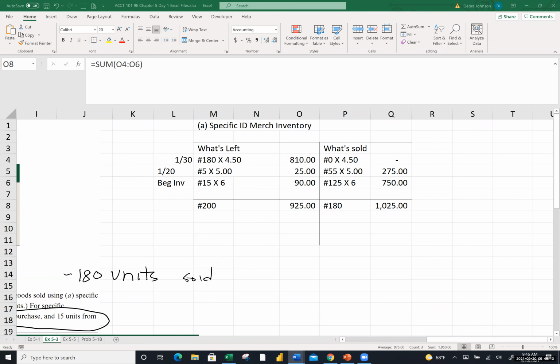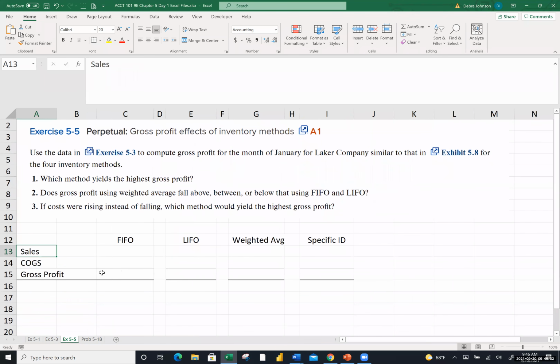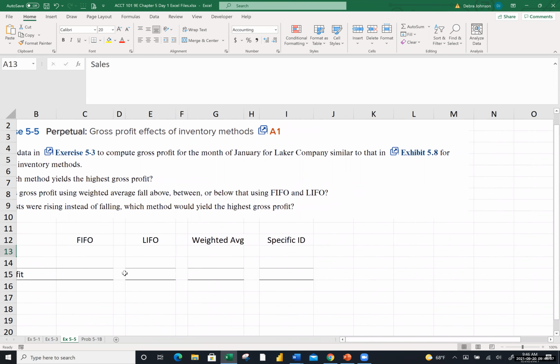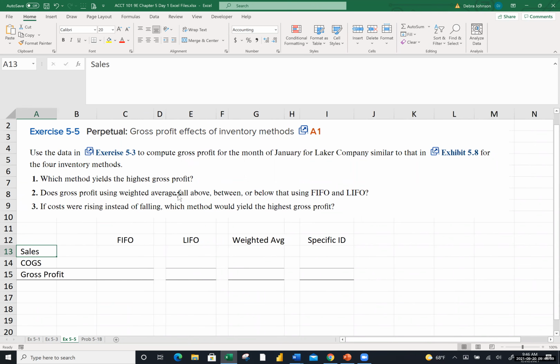So let's go back to Thamir's question about keeping that inventory and the accounting equation in balance. Let's see what effect this had on the company's income statements. I'm going to show you the exercise, and then we might have to do some flipping back and forth. 5-5 says, compute gross profit for the month of January for Laker Company. Which method yields the highest profit? Does the gross profit weighted average fall above, between, or below? We all know the answer.